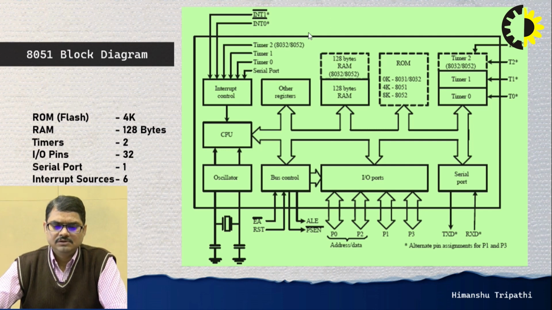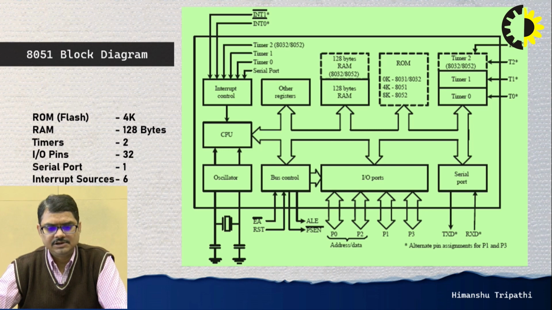After the timers, we can see that there is interrupt control circuitry available inside the 8051 microcontroller, and more precisely we can say that in the 8051 there are 5 interrupt sources, and we can interrupt our microcontroller in only 5 ways. We are not considering reset as an interrupt in this discussion.